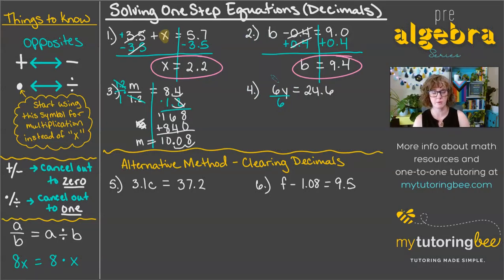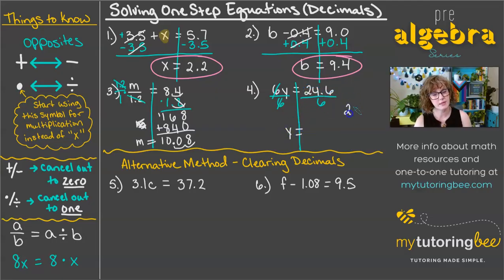Whenever we have a number and a variable that's being multiplied or divided, we want to cancel this out to 1, right? So this 6 divided by 6 is going to give us that 1y that we're looking for. So that's going to cancel out over here. And then we're going to divide this by 6 as well. Let me go ahead and drop down my y equals.